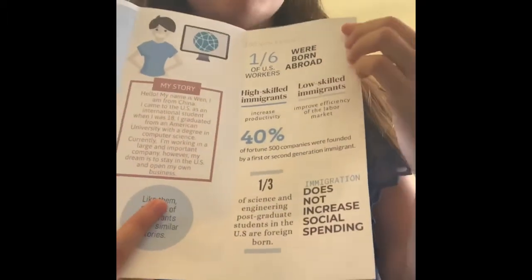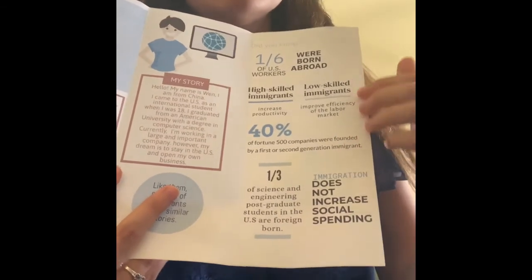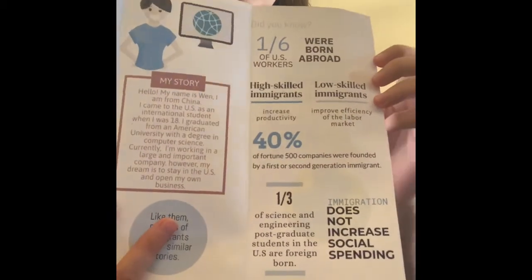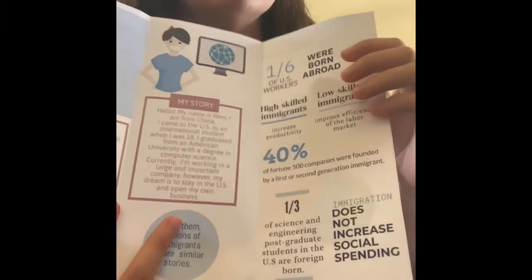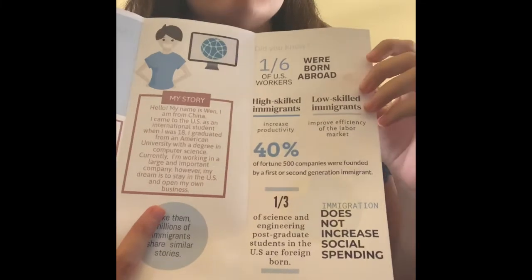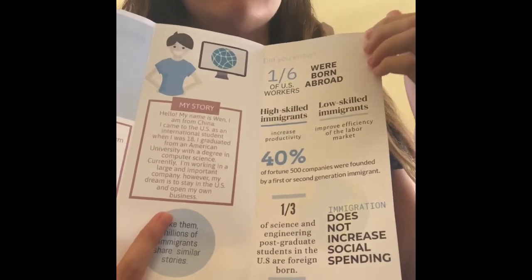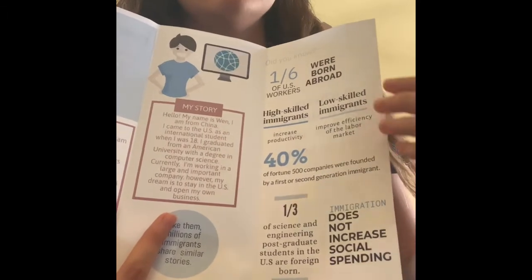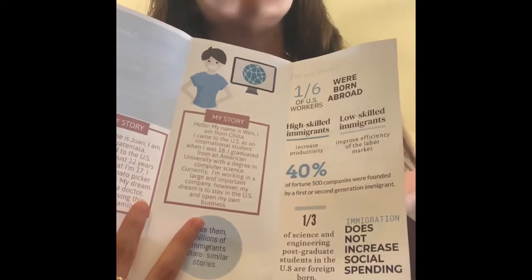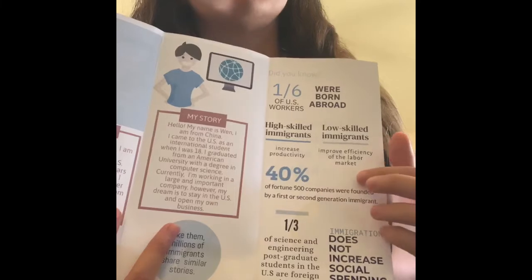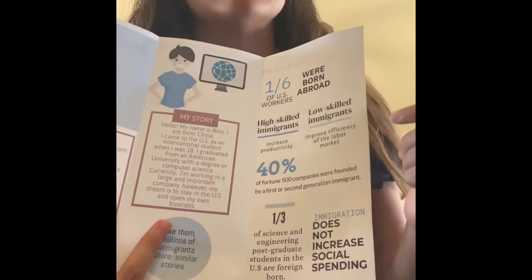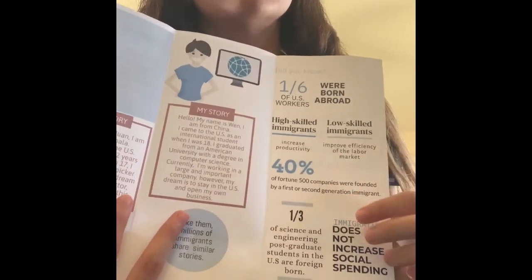Here I support my 3 main points by providing some short data and statistics that seem pretty interesting to me. What I did is that I went through all of the papers that I've done so far for this class, and I decided to include the most relevant data. For example, 1/6 of the US workers are foreign born. And 40% of Fortune 500 companies were founded by a first or second generation immigrant.